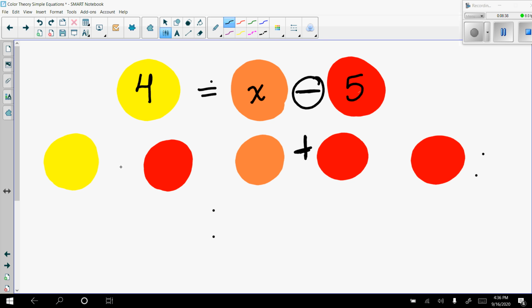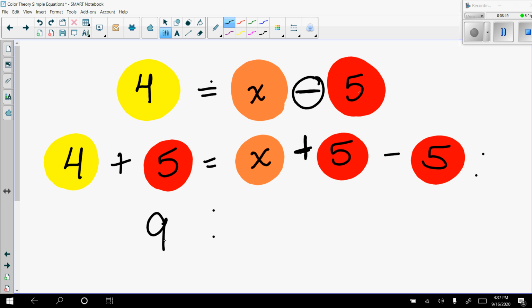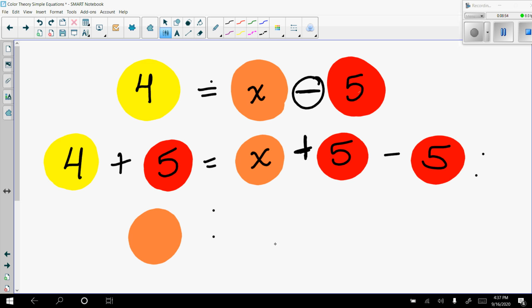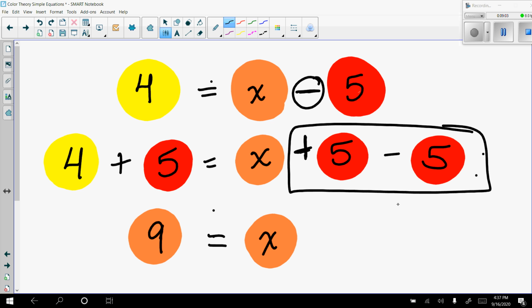Just have to fill it all in here. So 4 plus 5 is our red disk, and x is our orange. So now we can just solve it as it is. We combine, we get 9 here. 9 is going to be our orange value. And we're just left with x on this side because +5 and -5 equal 0. So this is basically x plus 0. And we have 9 is x.